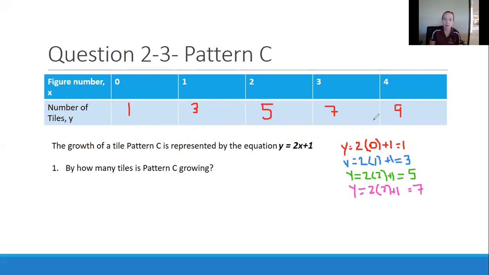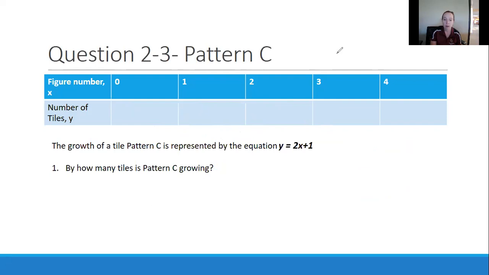So now we can answer this first question. By what is our pattern growing by? Well, it looks like my pattern here is growing by 2's. Okay, so I'm going to do a big plus 2 here, and my pattern is I'm growing by 2. So please put plus 2. If you just put 2, I don't know if you're adding 2 or subtracting 2, so put plus 2. Okay.